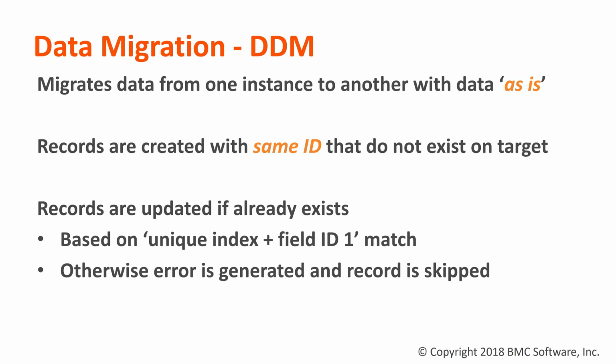The way Delta Migration works is to migrate your data from one Remedy instance to another Remedy instance by maintaining its ID. For example, when I'm migrating data for a form, we make sure the data is migrated as is, preserving all the request IDs and the unique index references. We don't generate request IDs on the destination server. The reason is this is your golden data.